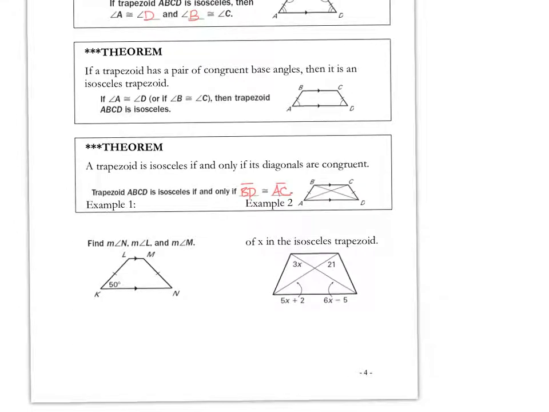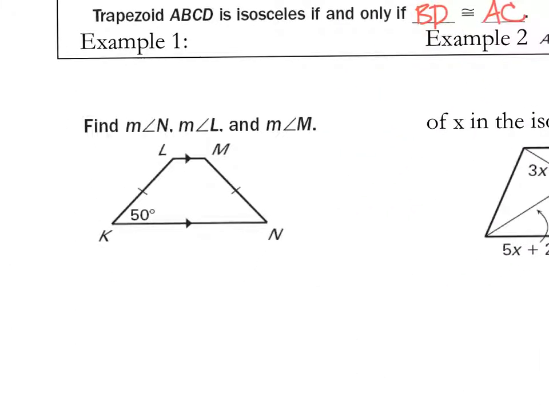So if we look at Example 1 here, you know it's an isosceles trapezoid by these tick marks right here. So if they have tick marks, then you know it's an isosceles trapezoid, so you know the base angles are congruent. So these two are congruent and these two are congruent. So the measure of angle N would be 50. And then L and M are going to be the same.